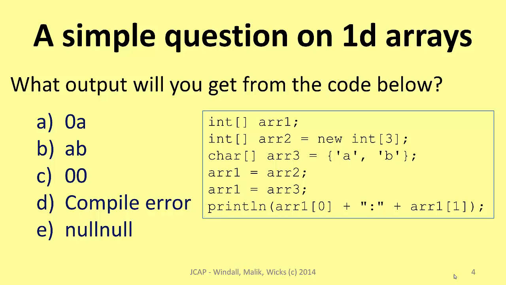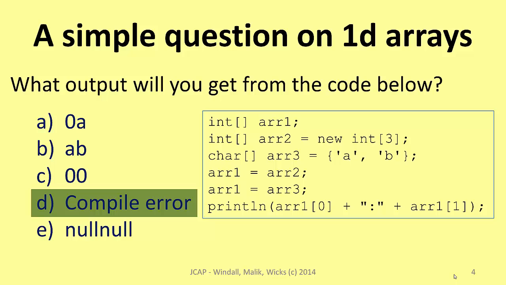Well, the correct answer is D, a compile error. Let me go through that with you. The first line of code just creates an array called R1 of indeterminate size. The second line of code creates an array called R2 that will be of size 3, so there'll be 3 elements. The third line says create an array called R3 of type char. And char, in this case, is just single characters. In this case, that array will have a size of 2 and will contain the character A and the character B.